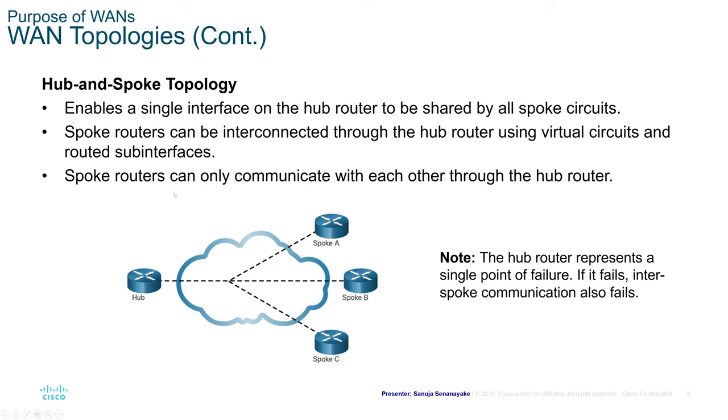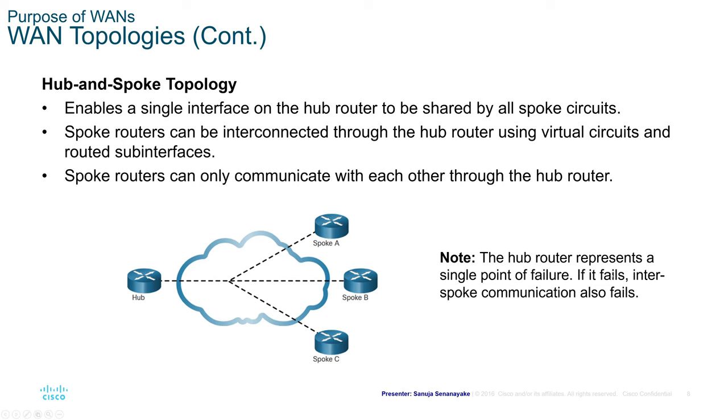What makes this a hub and spoke topology is that if spoke router A needs to communicate to spoke router C, it has to go through the hub. That's why it's called hub and spoke topology. Every spoke router goes through the hub router.